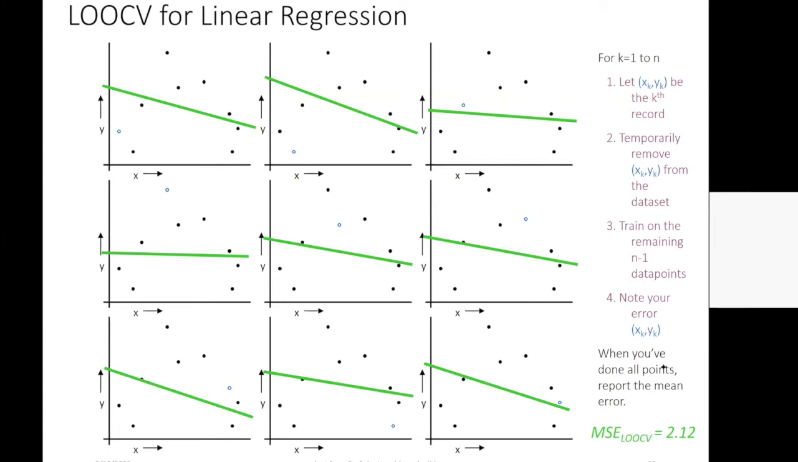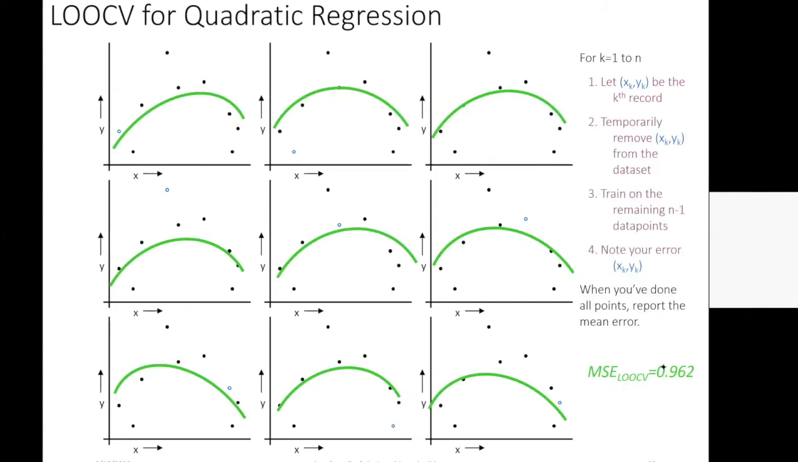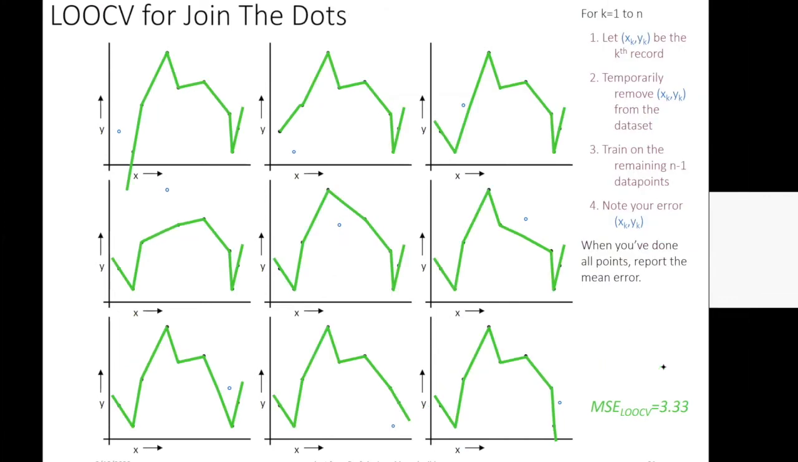Okay, if you have questions, just feel free to ask on chat. Very simple. Do the same procedure on the quadratic regression, and this gives you 0.9. And do the same thing for the piecewise linear joint dots regression. This gives you 3.33.